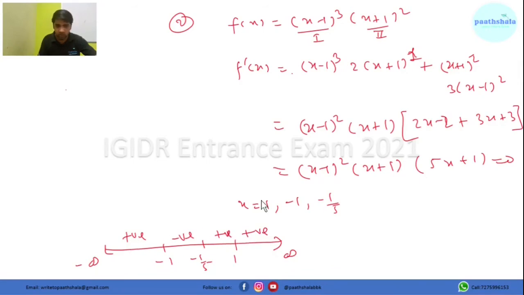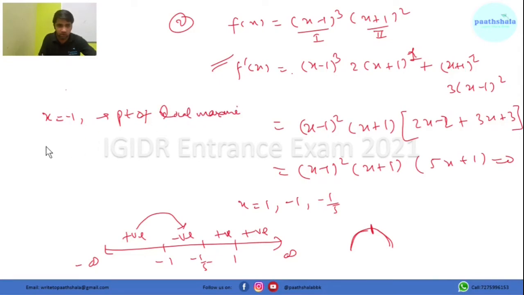Now we have to take any point and look at the nature. This is moving from positive to negative. So x equals to minus 1 will be a point of local maximum. Look at the graph. See, initially it is increasing, then it is decreasing. So this point will represent the point of local maximum. Now let's take x equals to minus 1 by 5. Here you can see that it is moving from negative to positive. So the graph will be like that. Initially it is decreasing and then it is increasing. So this point will represent the point of local minima.